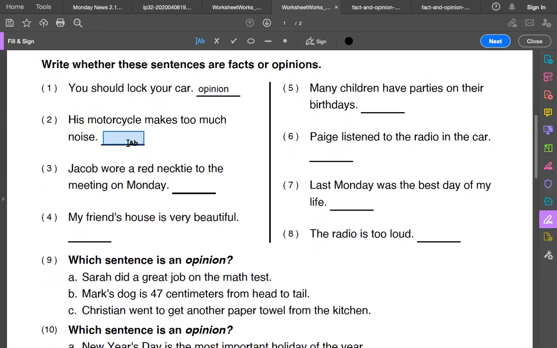His motorcycle makes too much noise. What do you guys think? Opinion. Okay? And that's just a reiteration of who gets to judge what's too much noise. If you said his motorcycle is over 120 decibels, again, we could get a measurement of decibels and understand which one we're looking at. Jacob wore a red necktie to the meeting on Monday. Fact. That's a factual statement, yes.